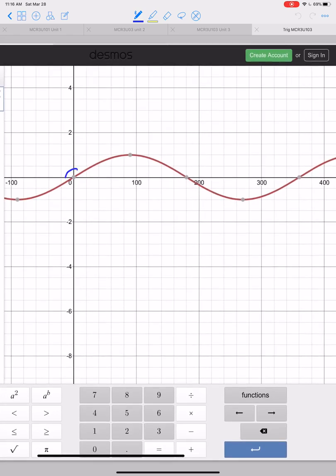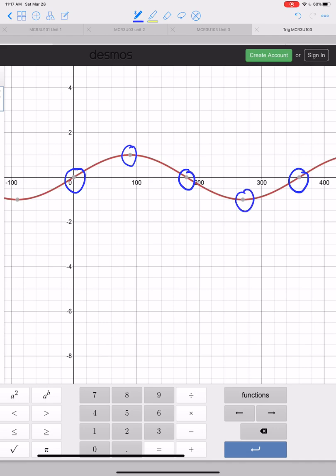They are 0, 0, 360, 0, 180, 0, the maximum which occurs at 90, 1, and the minimum which occurs at 270, -1.